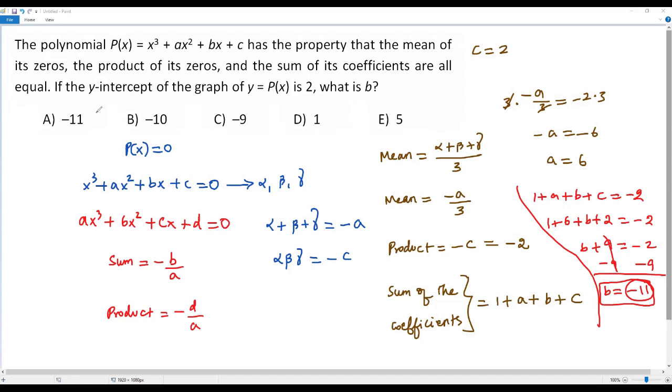We find this negative 11 in answer choice A. The correct answer choice for this question is A.